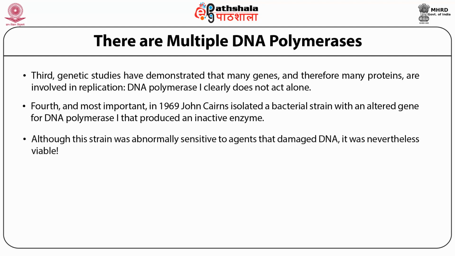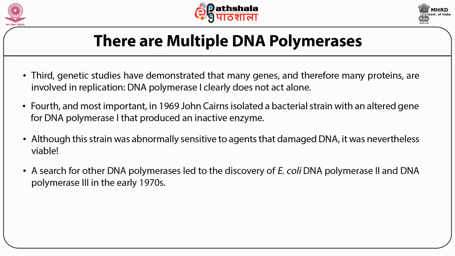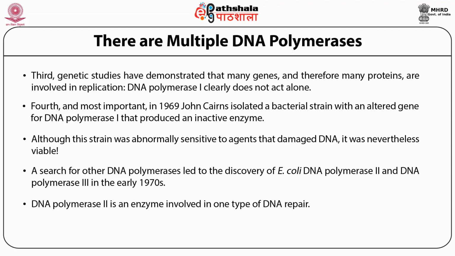However, this strain was abnormally sensitive to agents that damaged DNA. It was nevertheless viable. A search for other DNA polymerases led to the discovery of E. coli DNA polymerase 2 and DNA polymerase 3 in the early 1970s. DNA polymerase 2 is an enzyme involved in one type of DNA repair. DNA polymerase 3 is the principal replication enzyme in E. coli.